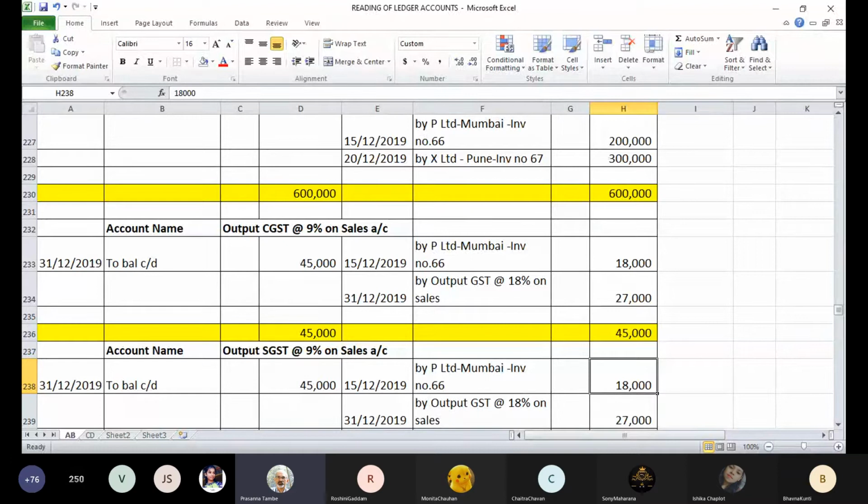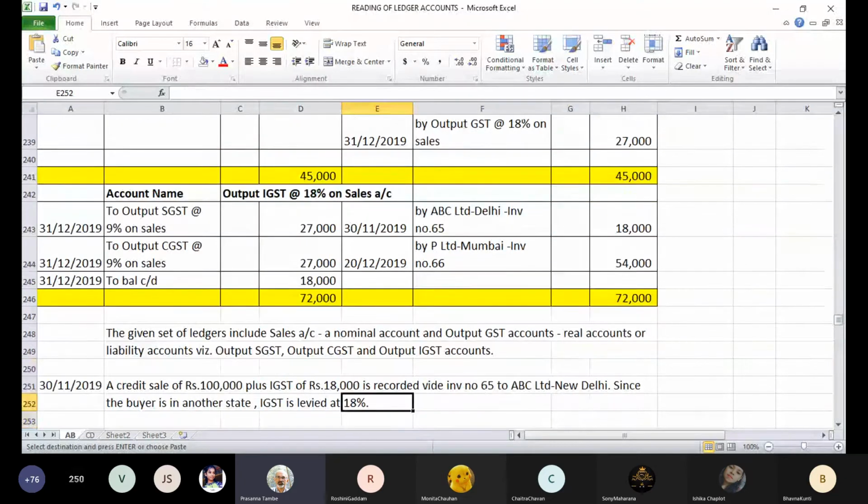Have you understood the second transaction, 15 December? Yes? Can we write down the comments? Yes, sir. Okay, so let's write down the comments for the second transaction. 15 December is the date.